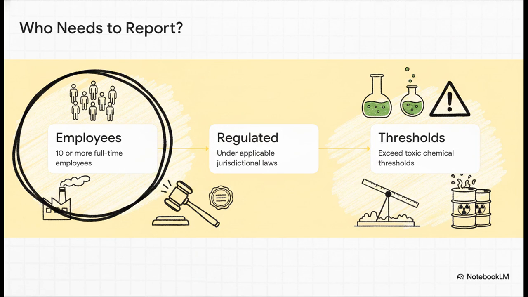So who exactly is on the hook to report this data? The standard lays out very clear thresholds. If your facility has 10 or more full-time employees, is regulated under applicable jurisdictional laws, and processes a toxic chemical in amounts that exceed those regulatory limits, then, yep, you are on the hook. You absolutely must track and disclose this data.